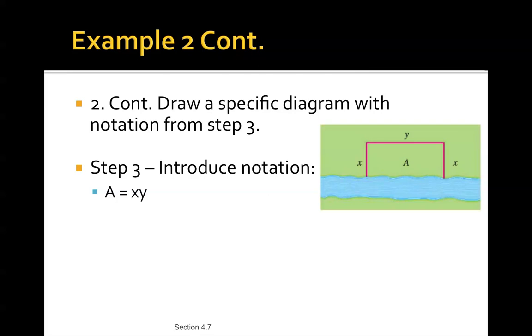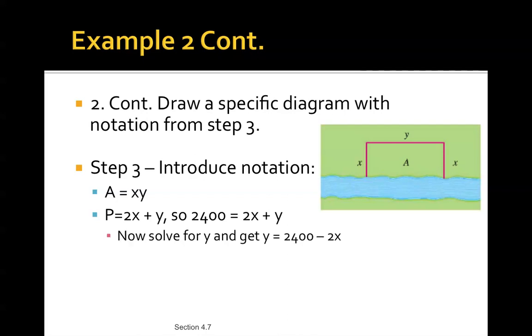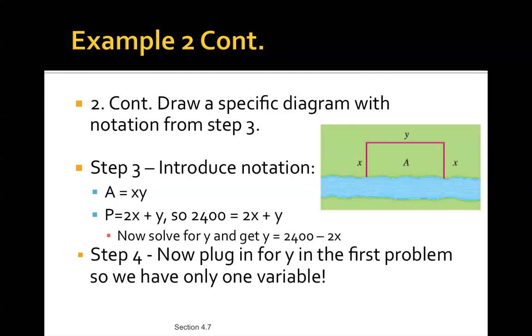x equals 8, and the area equals x times y. And the perimeter, we have two x's and a y, so 2x plus y. So I know that my perimeter is 2400, so I can say 2400 equals 2x plus y. Now solve for y and get y equal to 2400 minus 2x.